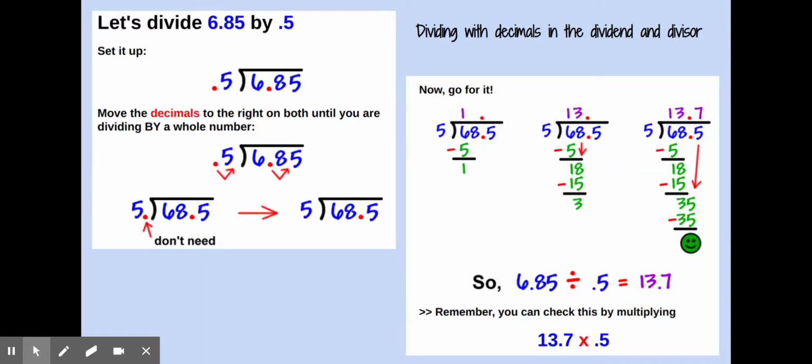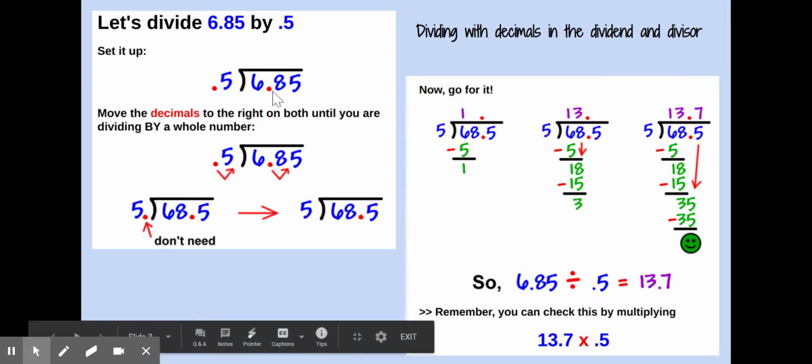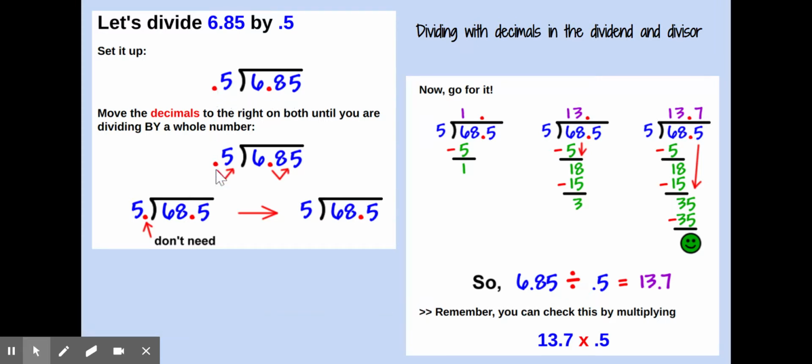In this second example, we have a decimal in both our dividend and our divisor. When there's a decimal in our divisor, we have to move the decimal to the right on both the dividend and the divisor until you're getting a whole number. Here we have 6 and 85 hundredths divided by 5 tenths. I first move the decimal in 5 tenths over to the right, which really means I'm multiplying by 10.